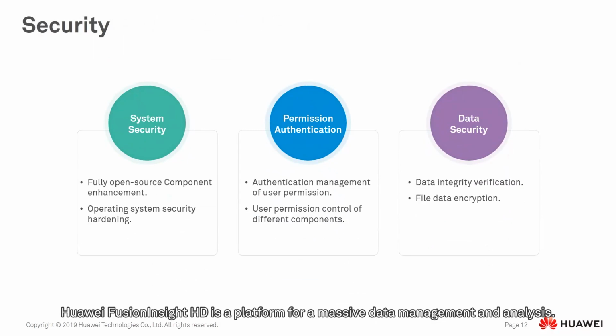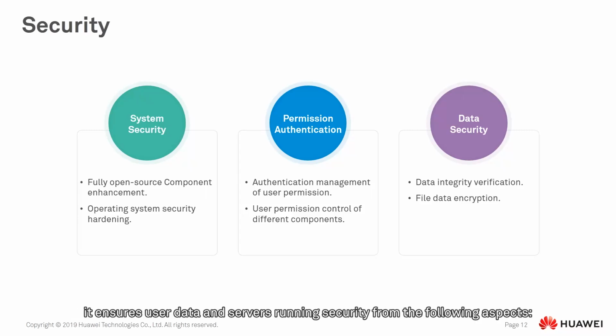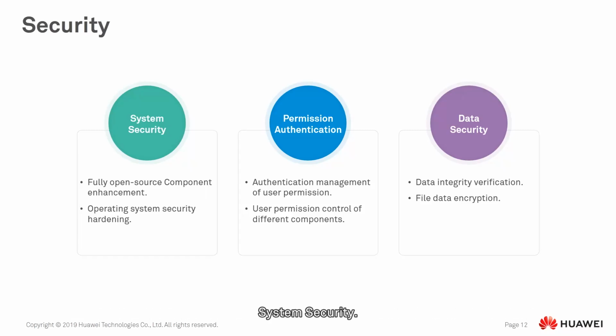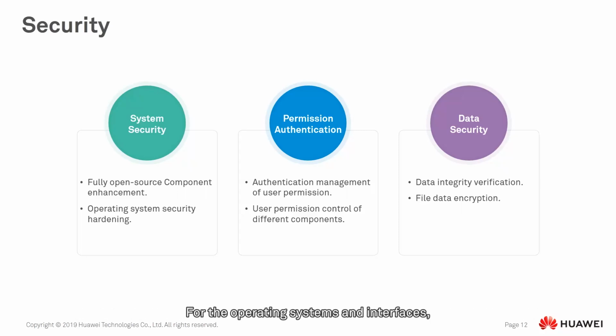Huawei FusionInsight HD is a platform for massive data management and analysis, and it features high security. It ensures user data and service running security from the following aspects. System security. Users can deploy third-party antivirus software based on their service requirements. For the operating system and interfaces, Huawei FusionInsight HD provides some security measures like hardening OS kernel security, installing the latest OS patch, and so on.